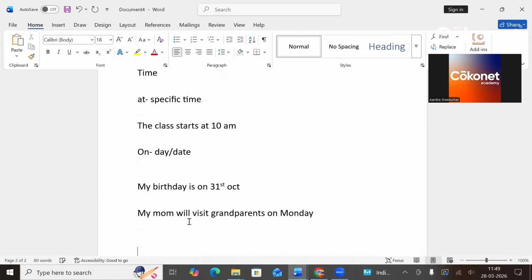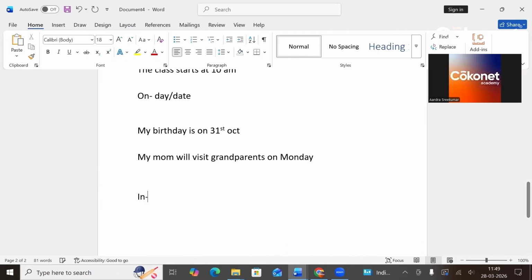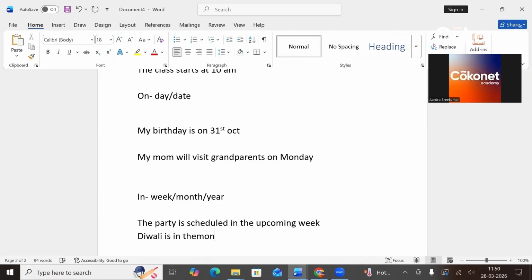And now the last one, "in", is used to talk about a week, month, or year. Okay, so let's go through some examples. The party is scheduled in the upcoming week, which is about the week. Diwali is in the month of, or say, is in September, or whichever month it is.